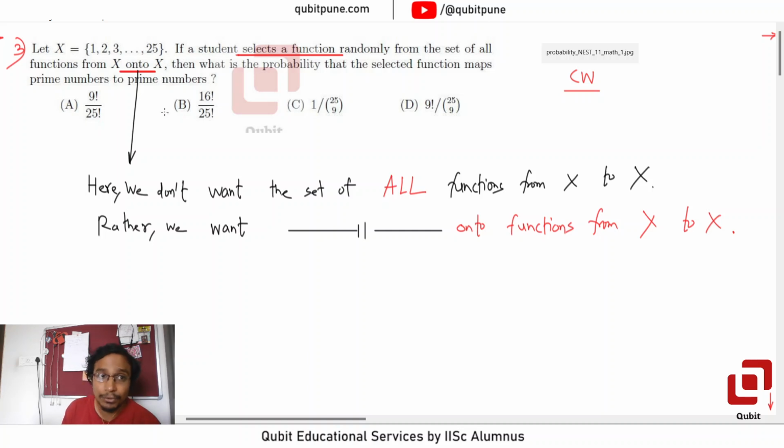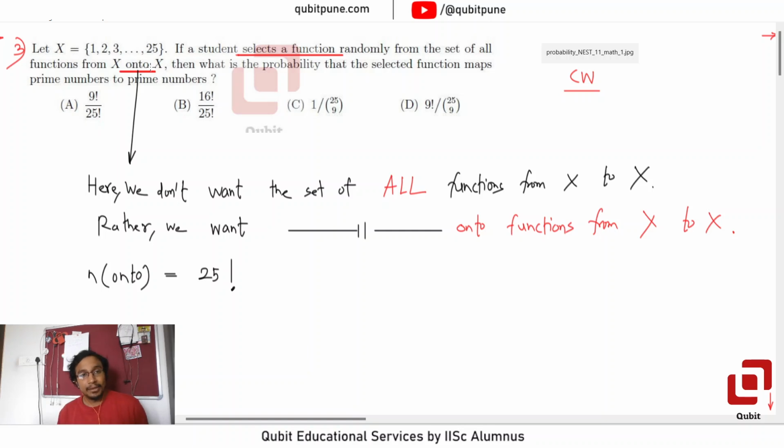Yes, sir. अगर उनको ऑन टू नहीं कहना होता तो वो सिर्फ फ्रॉम एक्स टू एक्स ही बोलते. Okay, so tell me how many onto functions are there? Can I say 25 factorial? Yes, sir. If we start with 1, it has 25 options, and as we progress, the number of options available for that element to be linked will be reducing by 1. Okay, so 25, 24, and so on, multiplication applies.